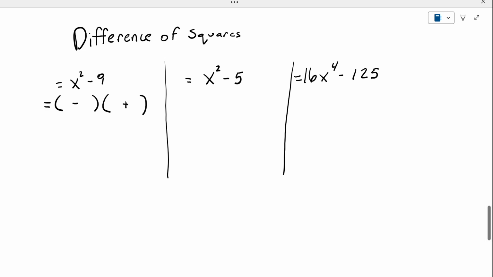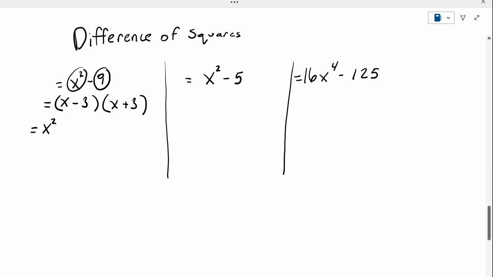And then you write the square root of the first value and the square root of the second value for each bracket. So this here, the square root of x squared is just x, and the square root of 9 is 3. And then the same for this bracket. So this leaves us with x minus 3 and x plus 3. That means that the roots of this function are x equals 3 and x equals negative 3.